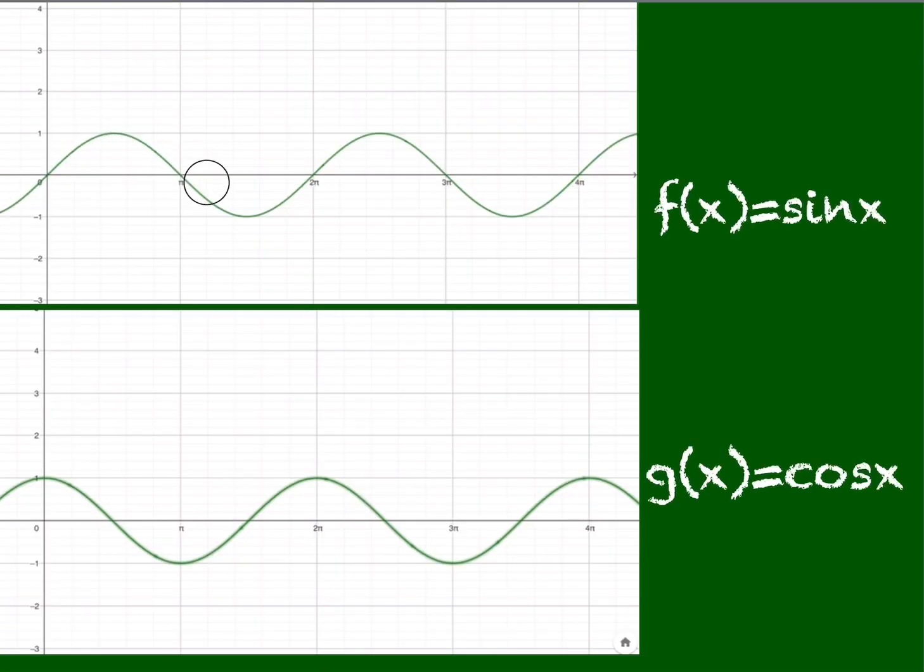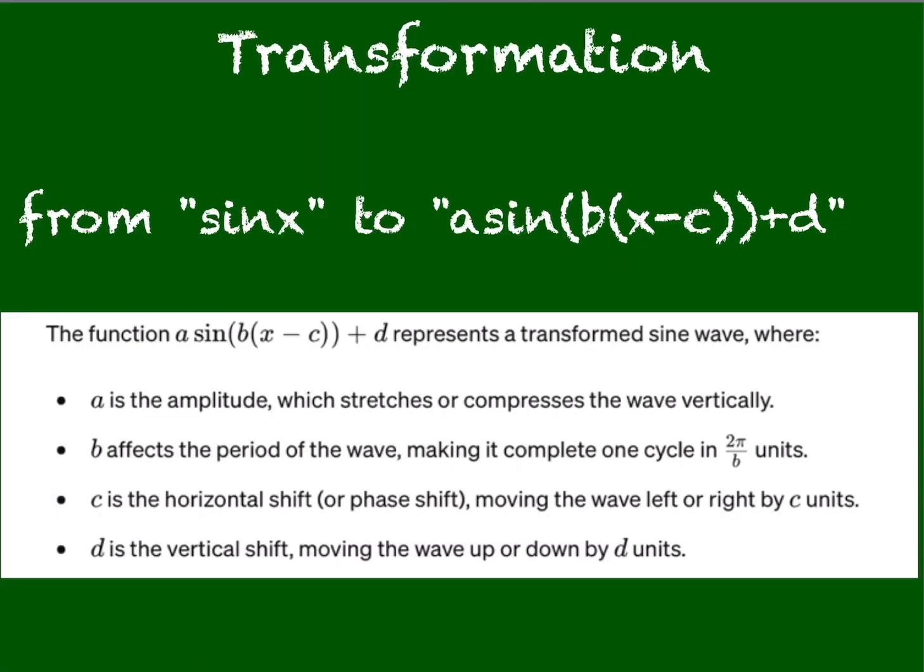To understand and solve these questions, we should be familiar with the graphs of the sine and cosine functions. By the end of this video, you will learn how to transform sine and cosine functions. For that, I will break down the video into 4 parts.